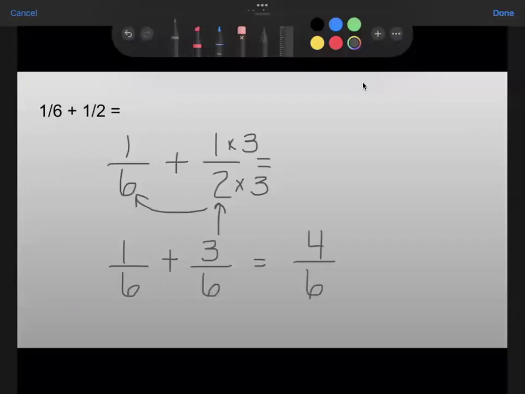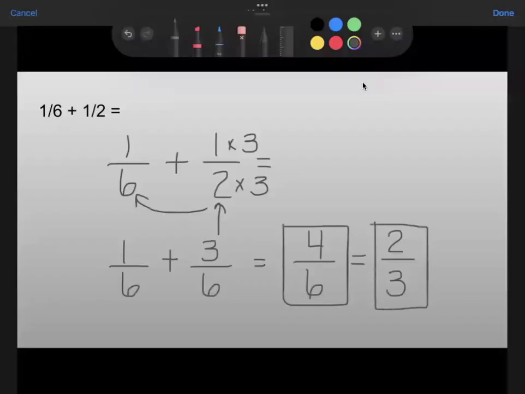Now, if you get an answer that can be simplified, you can always go ahead and simplify it. If you're not sure what I mean by simplifying, check out a previous video I've done on simplifying fractions. But once we look at this and we decide we can simplify it, we can divide both the top and the bottom by 2, which would give us 2/3. So this answer is correct. It's just not simplified. And this is the simplified correct answer. So 1/6 plus 1/2 is equal to 2/3.